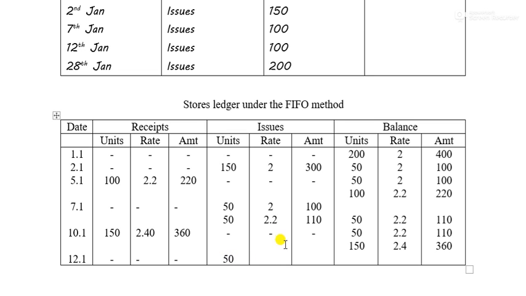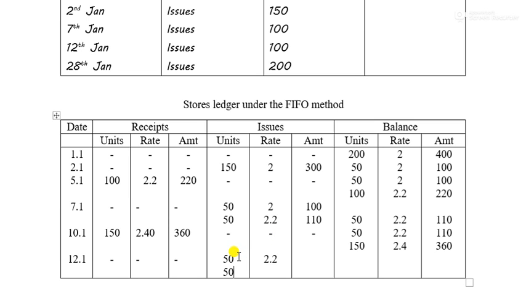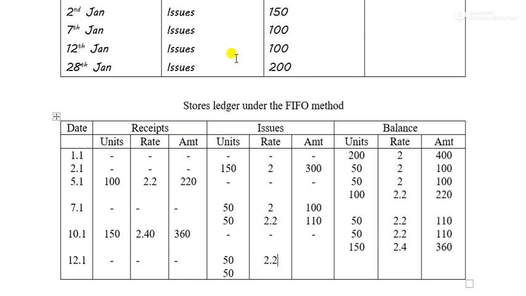So first we'll issue 50 units from this stock, 2.2, and then we'll issue another 50 units from this stock. Why another 50 units? Because we have to issue only 100 units. That's why we took only 50 units from this one, right? 2.4. So this becomes 110, and this becomes, just a minute, 50 into 2.4, 120.